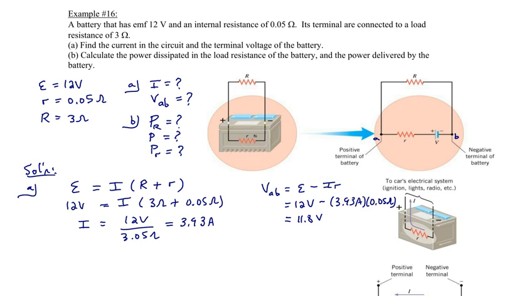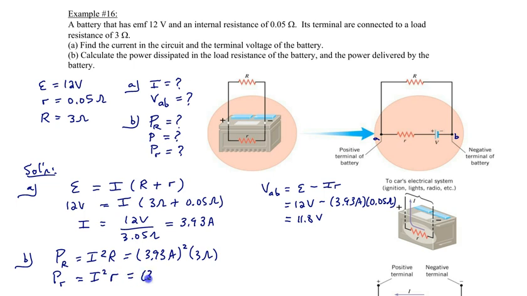So now we're ready to go on to part B and find out what is the power dissipated in each of the different categories here. We have the power over the load resistor, so that would be I squared times R. That's 3.93 amps squared times the load resistance, which is 3 ohms. We have the power over the internal resistance, that would be I squared times the internal resistance, that's 3.93 amps squared times 0.05 ohms. And we have the total power, which is basically, we could use I times the total voltage, which is the EMF, and that would be 3.93 amps times 12 volts.